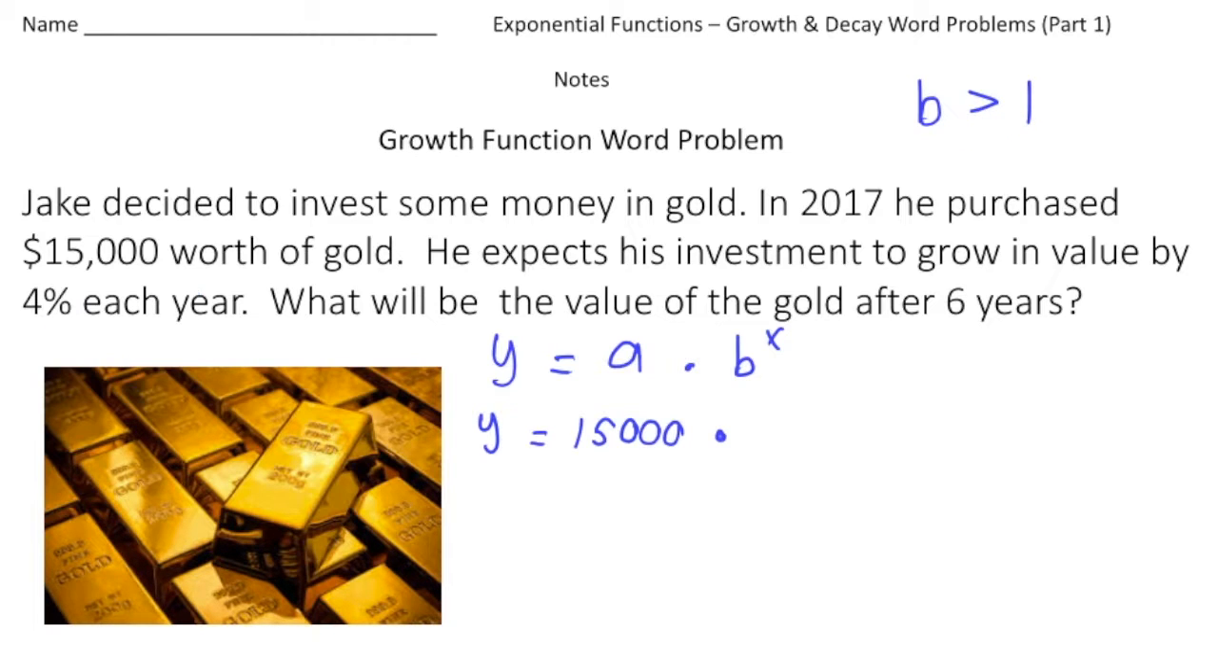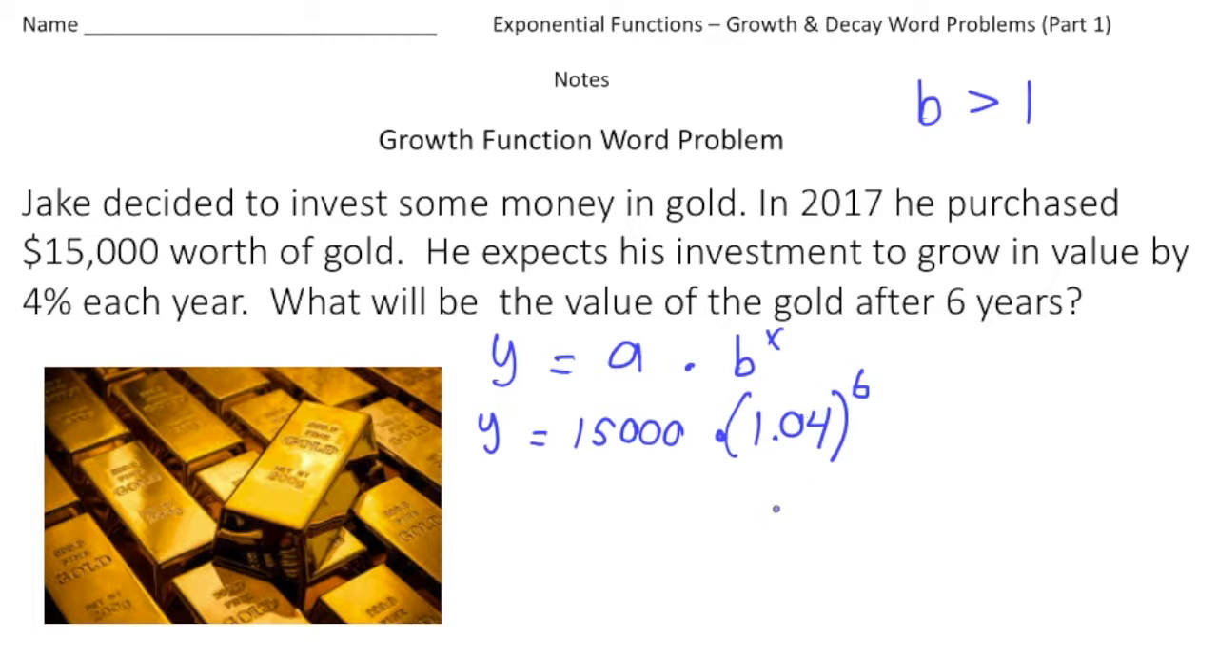So you don't just write 4% in there. That wouldn't work. Okay? So he wants his investment to increase by 4%. All right? So instead of it being 100%, it's going to be 104% written as a decimal. So it's going to be times 1.04. Okay? So 100% is his 15,000, and that's growing another 4%. So it's going to be 1.04, and this growth is going to happen for 6 years. So the x value is going to be the 6.